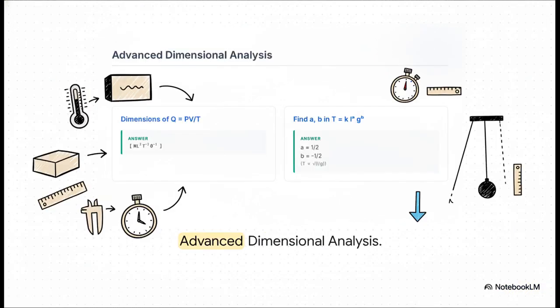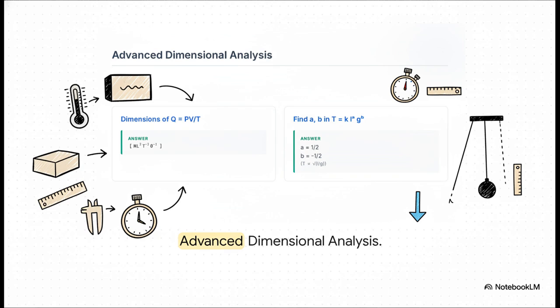Here we go. Finding the dimensions for Q equals PV over T gives us pressure times volume divided by temperature, resulting in M L squared T to the negative 2 theta to the negative 1. Notice we've actually added a new dimension here, theta, which stands for temperature.